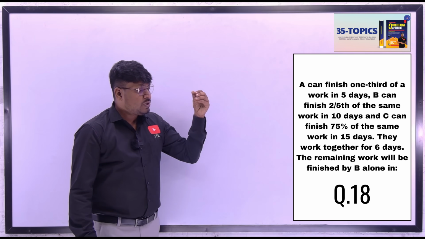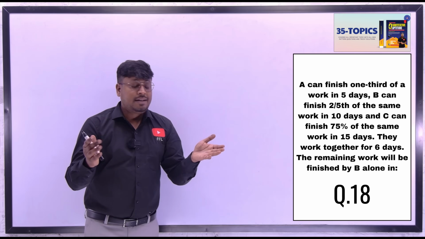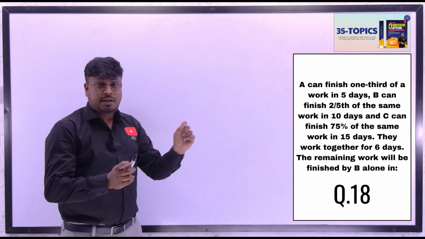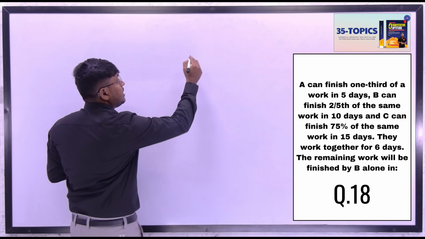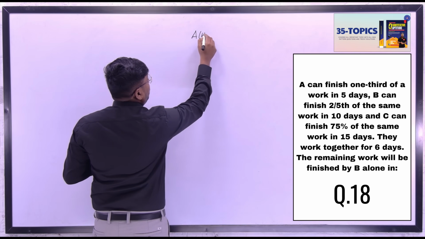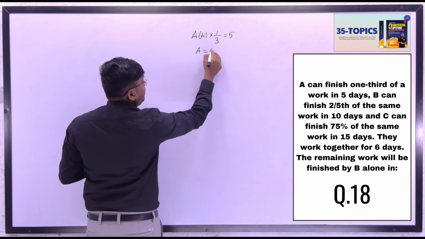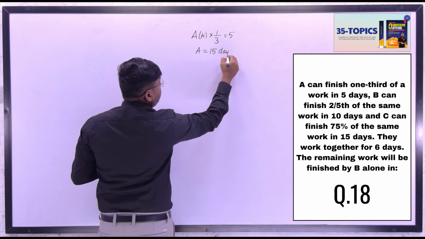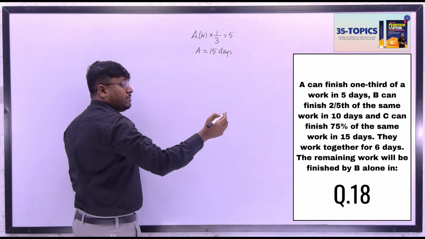Either you can solve this question by the traditional method or else by the single equation method, right? First, according to the question, the values are not directly given. A will be finishing 1/3 of the work in 5 days. That means A alone will be completing the piece of work in 15 days. Similarly B. B can take 2/5 of the work in 10 days.